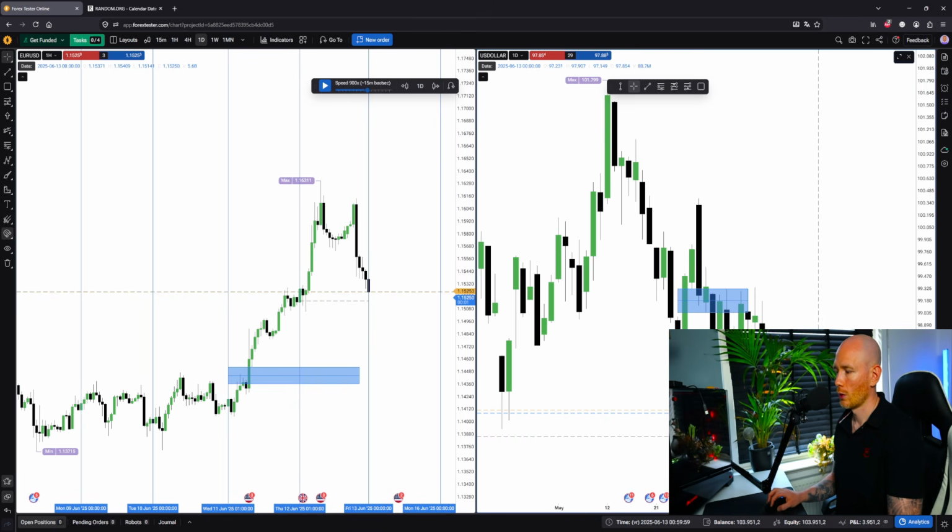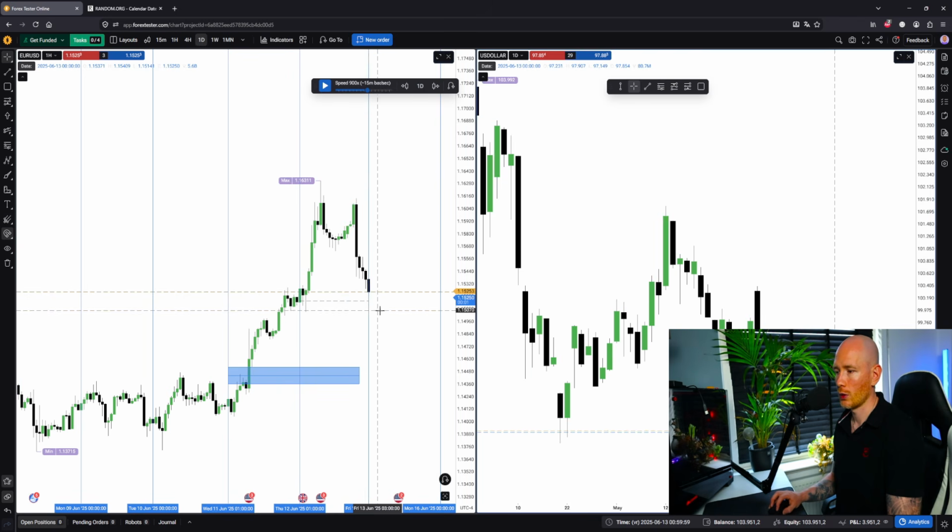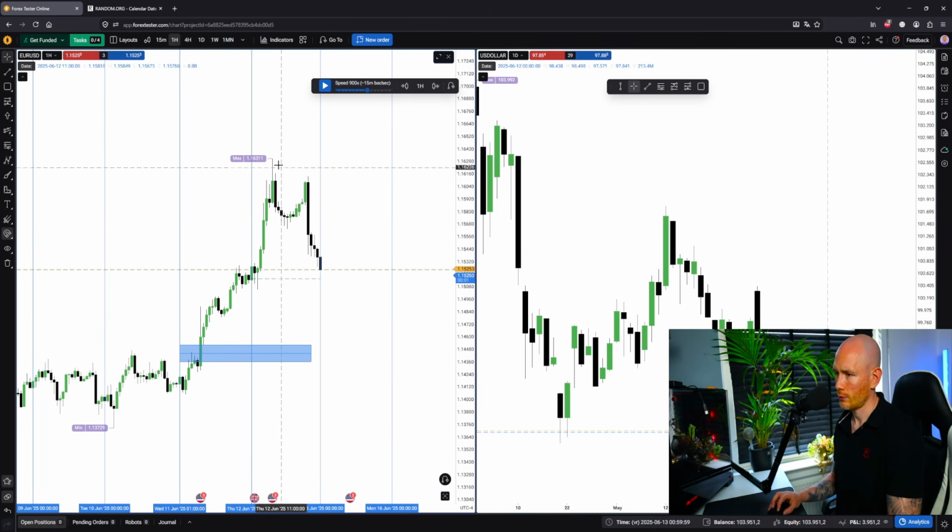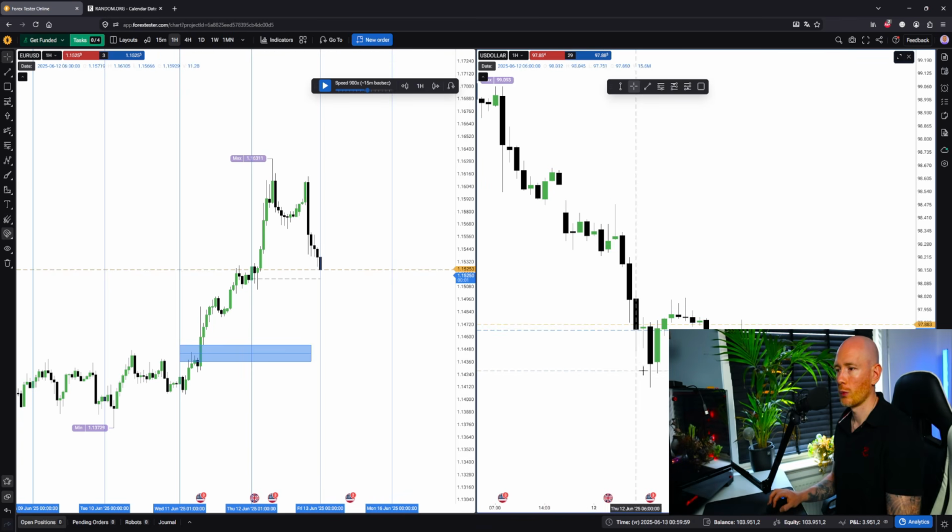There we go. Wow, we gapped down, so this is a Friday. Do we have SMT? Always nice to know. We gap below this. So we gapped below this area here, but the EU did not trade above it.